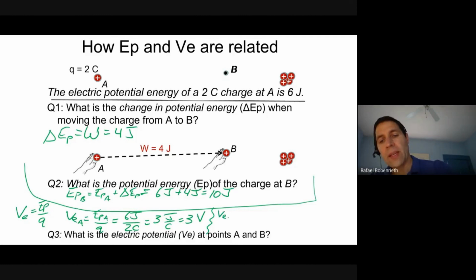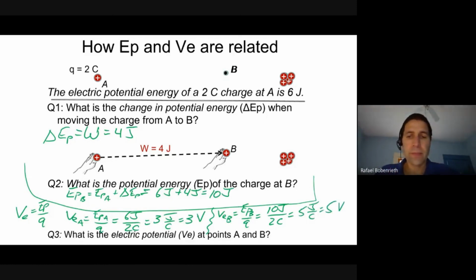Similarly, at spot B, we can say the same thing. The electric potential at B is equal to the electric potential energy at B divided by the charge at B. We know that B has 10 joules of electric potential energy divided by 2 coulombs. So that is 5 joules per coulomb, or 5 volts.